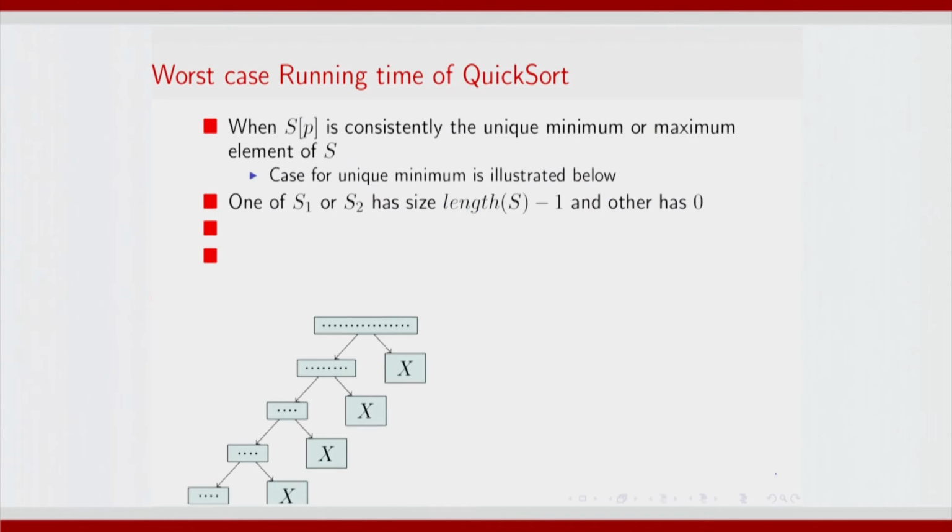So let us try and understand the running time of quicksort. What is the worst case? Well, the worst case is when the split requires most elements to be moved. So when S P happens to be the unique minimum or the maximum element of S, you will basically need to move every other element, and this case is basically illustrated below. So this case of unique minimum will mean lots of swaps. And what do you mean by lots of swaps? Basically for an array of size n you will have to do n minus 1 swaps.